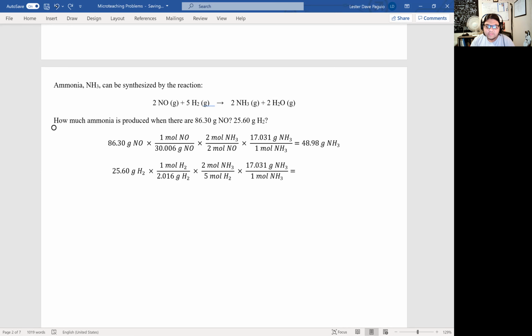And then we would also need to convert from moles of ammonia to grams of ammonia. The ratio for that is 17.031 grams of ammonia over 1 mole of ammonia. And by using our calculator, we would have 86.51 grams of ammonia. So that's basic stoichiometry.